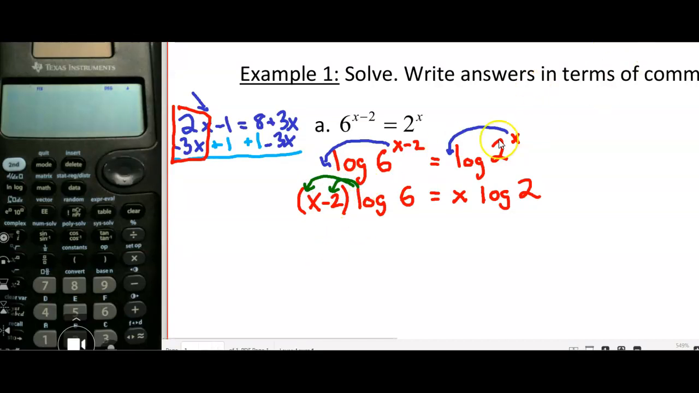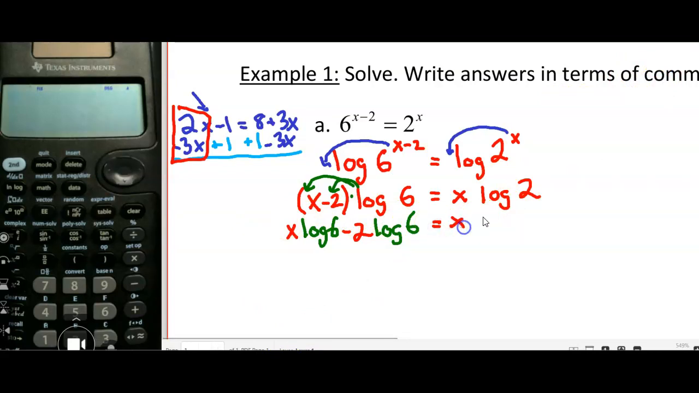So I have x times log of 6 minus 2 times log of 6. It's kind of weird how we're distributing with a number that's after the parentheses. Just pretend it's in the front, and it looks normal. And that's really one of the logarithm properties here. And the right-hand side stays the same.